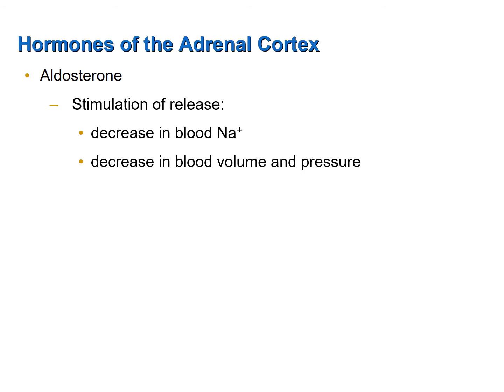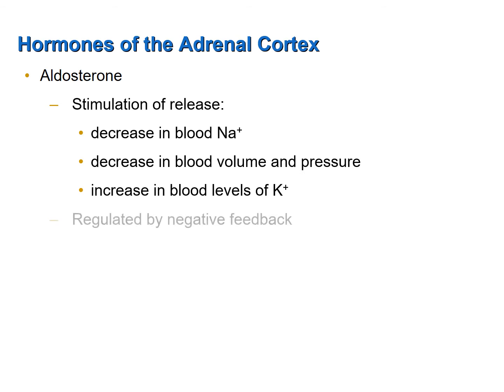Lastly, we also said that aldosterone increased the movement of potassium ions from the blood into urine. So it also makes sense that an increase in blood levels of potassium would cause or stimulate the release of aldosterone by the adrenal cortex.